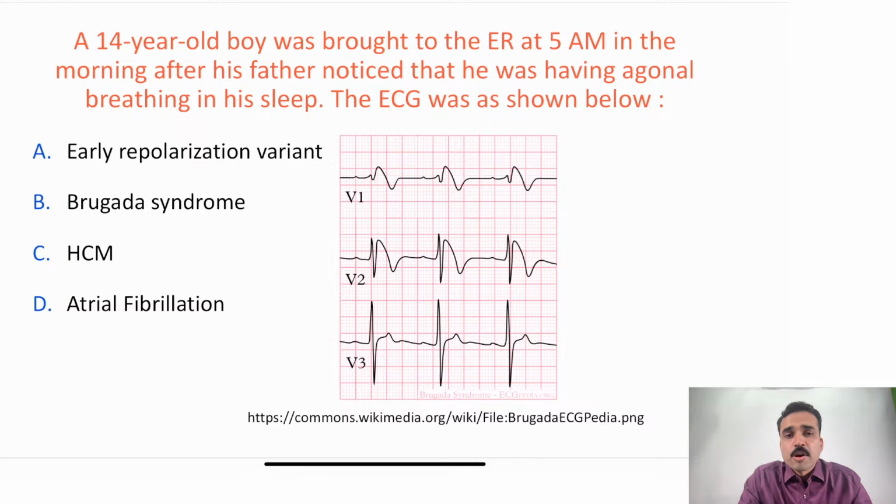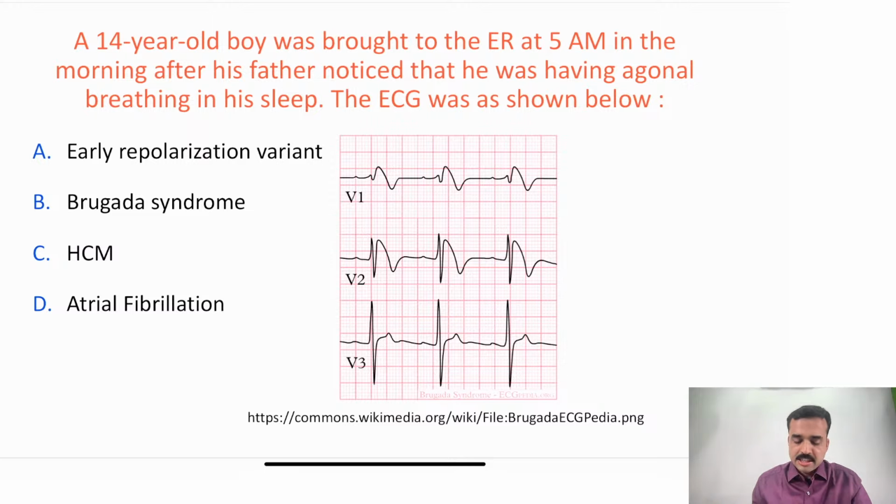A 14-year-old boy was brought to the emergency room at 5 a.m. in the morning after his father noticed that he had developed agonal breathing in sleep. So based on this clinical history as well as the ECG finding, what do you think would be the diagnosis?